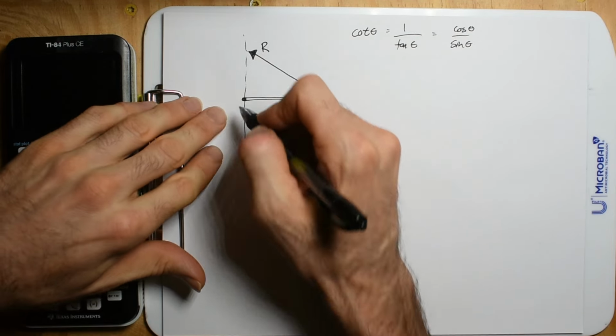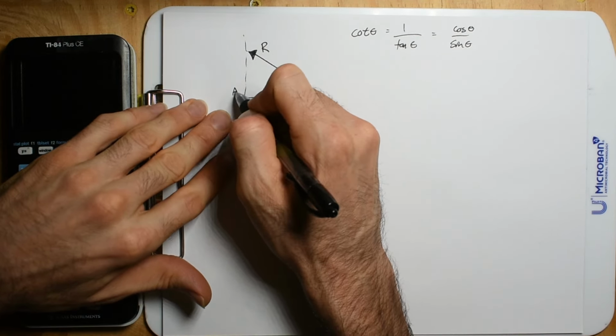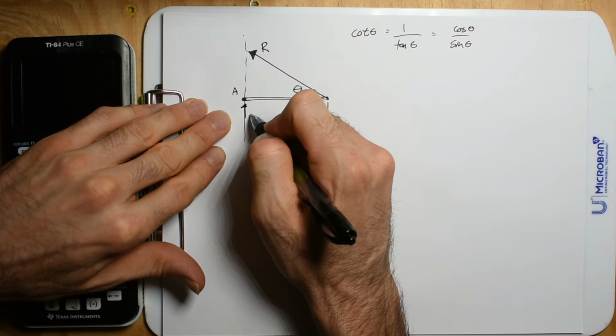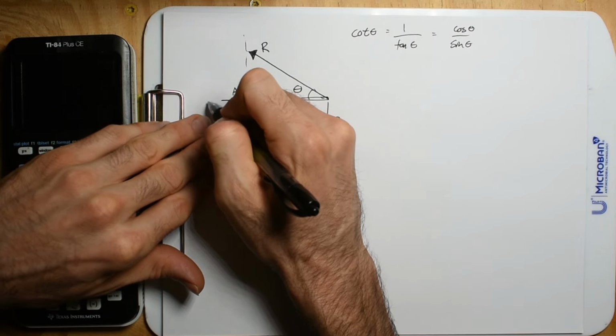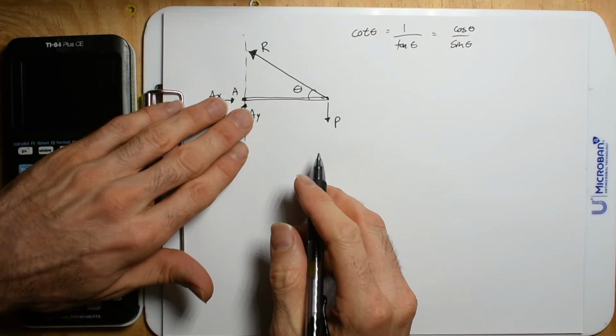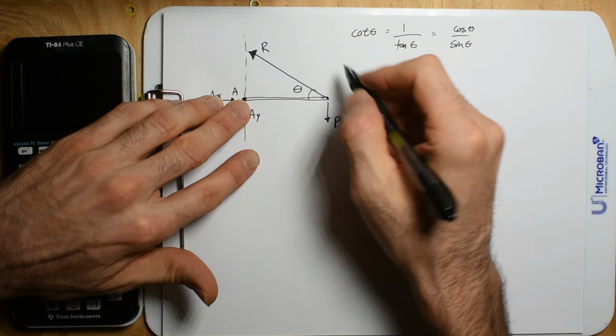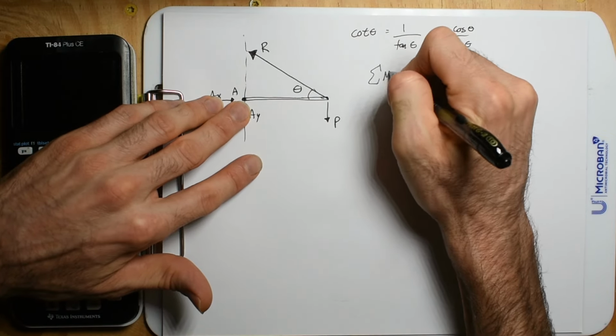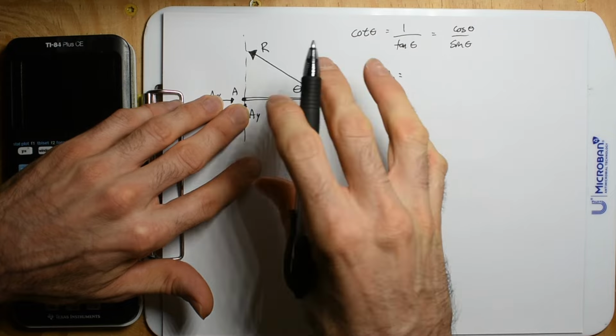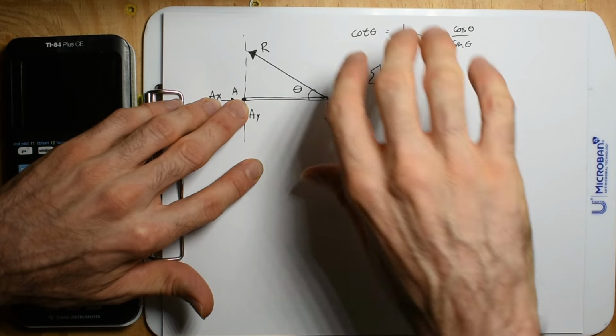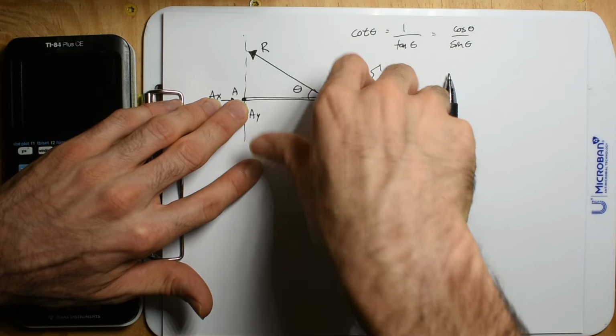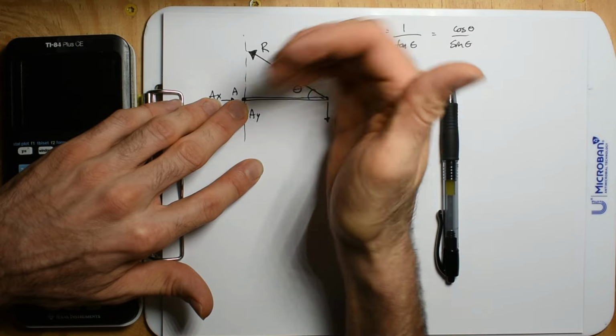Well, the easiest thing to do is, hey, we have a reaction pin over here at A, so we're going to have an AY and an AX. Do we know what those are? Do we care? No, because we're going to take moments about that point. It's a statics problem, and so moments about that point are going to be 0, and what that means is that if this causes a torque that way, it has to be balanced by this torque that way.